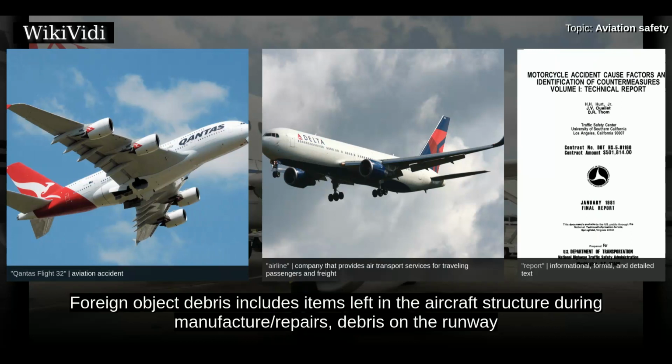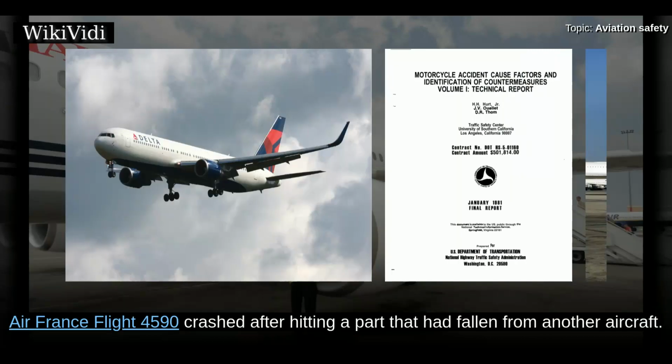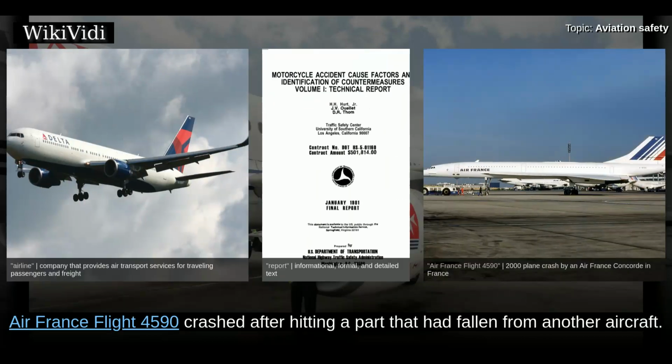Foreign object debris. Foreign object debris includes items left in the aircraft structure during manufacture or repairs, debris on the runway, and solids encountered in flight. Such items can damage engines and other parts of the aircraft. Air France Flight 4590 crashed after hitting a part that had fallen from another aircraft.